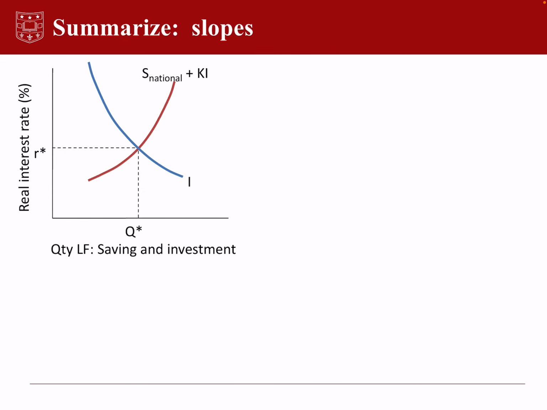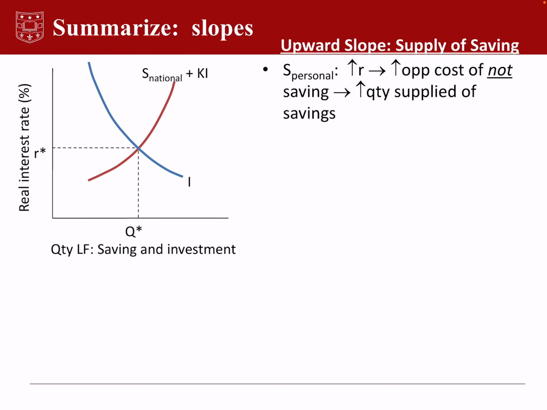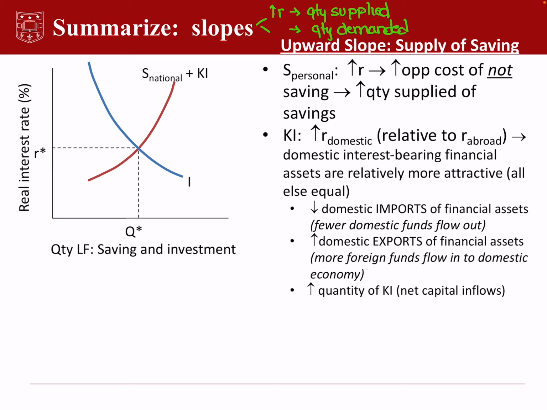So, if we are going to talk about the slopes of these curves, the slope is saying: if R goes up, what happens to the quantity supplied or the quantity demanded? That's what we're talking about. And so the upward slope of the supply curve of savings. Well, we've done all this. We've done almost all of it.